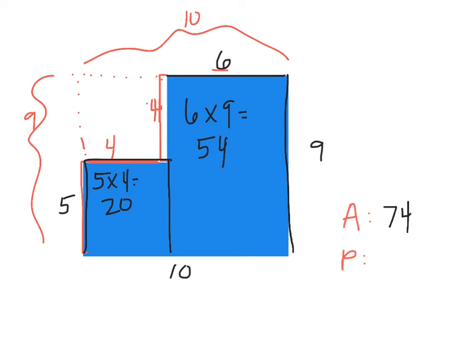To find the perimeter, I add up every single side length. I have 10, 5, 4, 4, 6, and 9. So I get 10 plus 10 here, which is 20, plus 9, so we have 20 plus 18, which is 38. Just like that. Okay. Let's try one more.